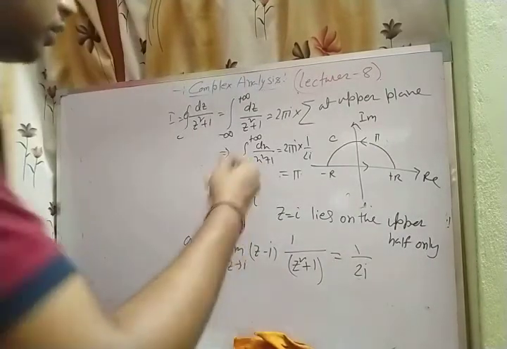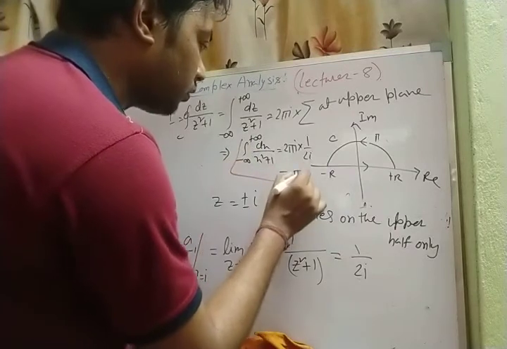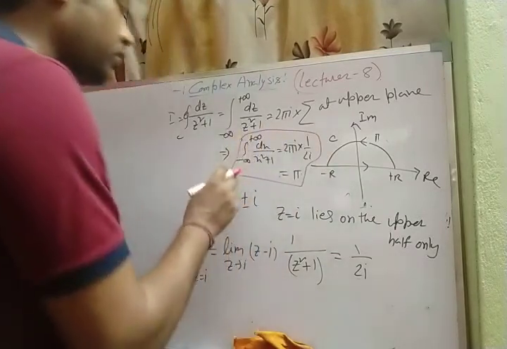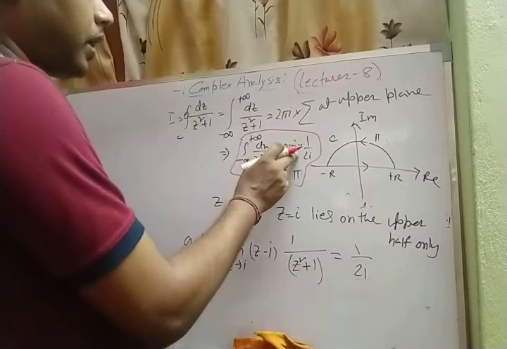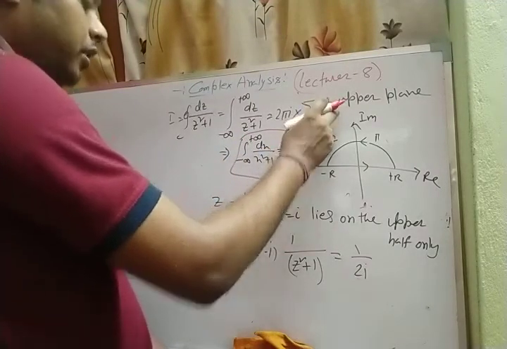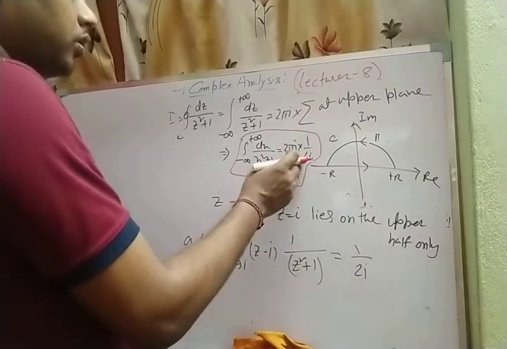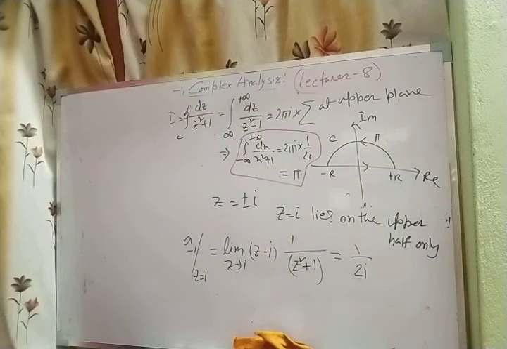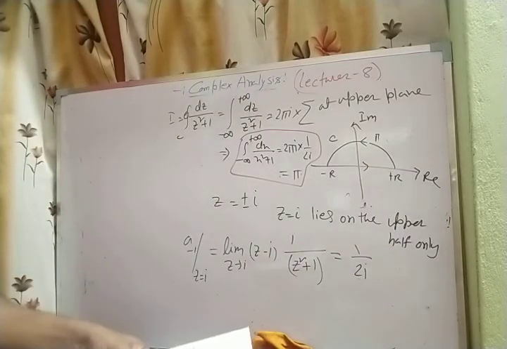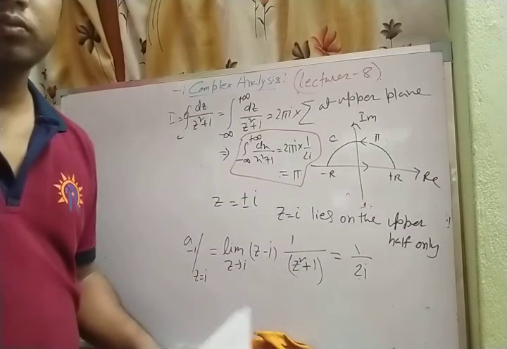This is the required solution. Integration minus infinity to plus infinity dx by x square plus 1 is equal to 2 pi i into the residue at the upper half plane. So the residue is 1 by 2i. So 2i and 2i cancel out. So pi is the answer. Okay. In the next class, we will discuss the next two integrations.